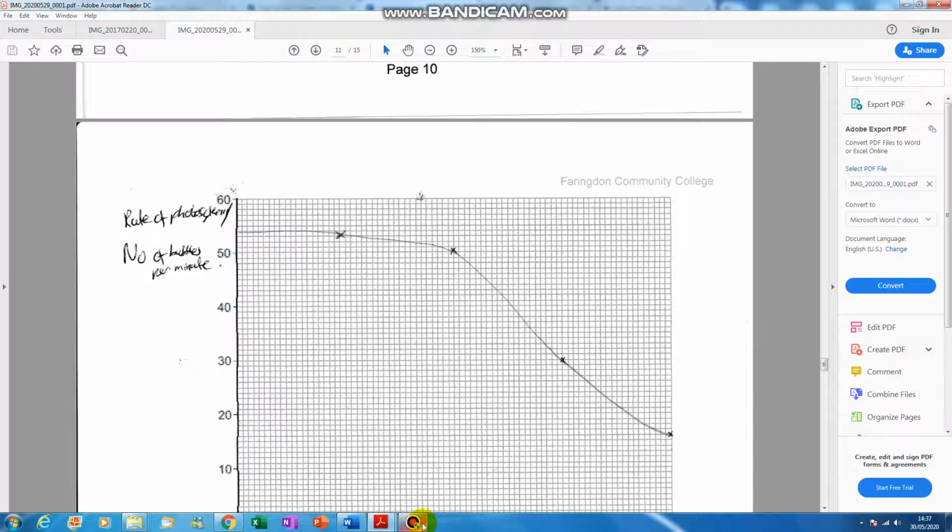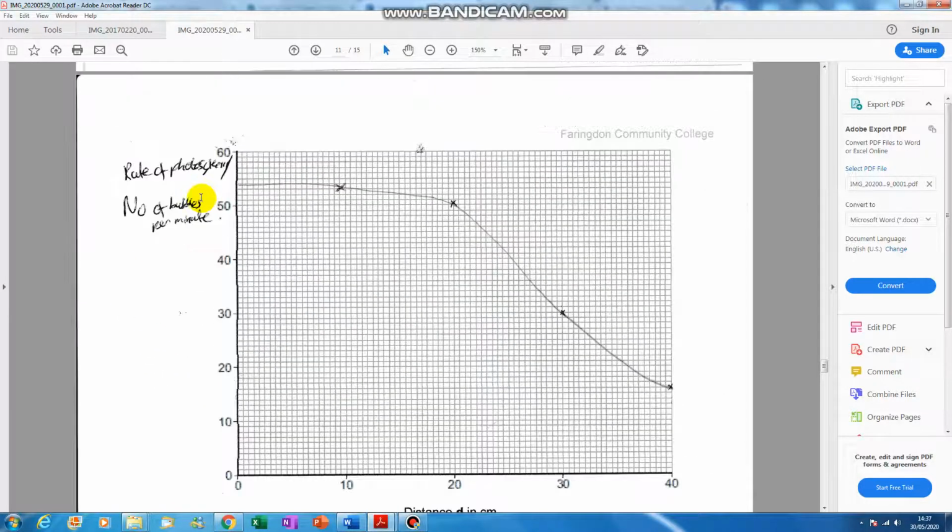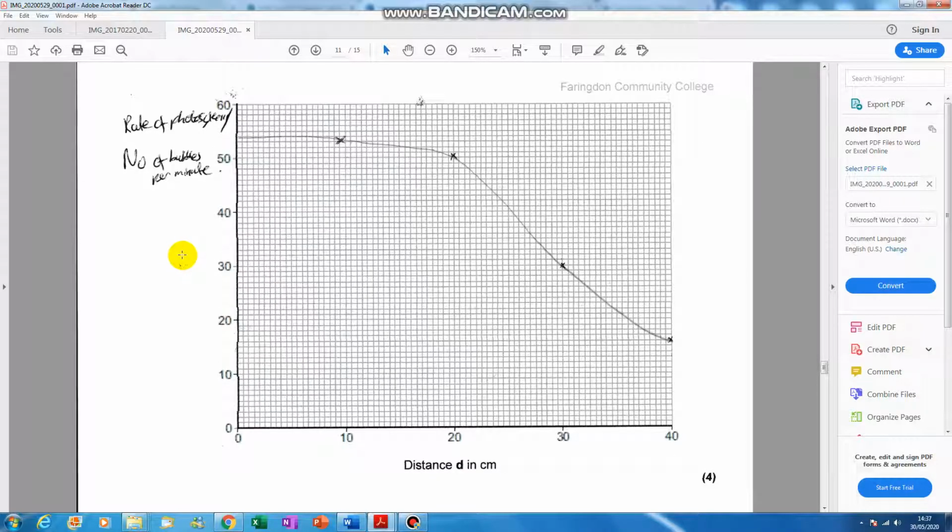So the y-axis, it's the rate of photosynthesis, that's the quantity you're measuring, and the unit you're measuring it in is the number of bubbles per minute. So a rate of photosynthesis slash number of bubbles per minute, I think, is a good option there.